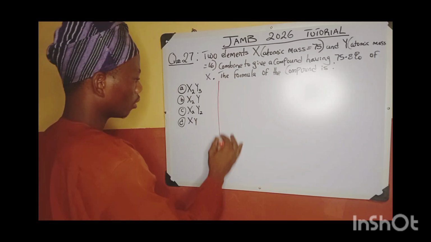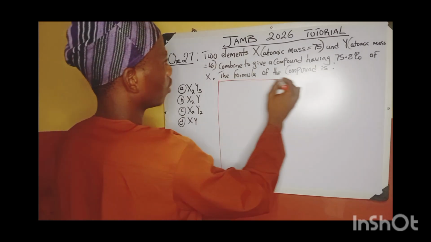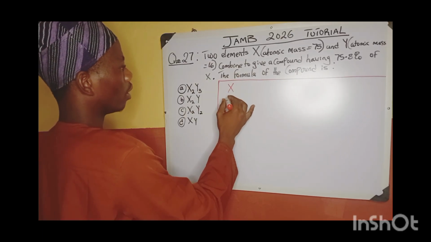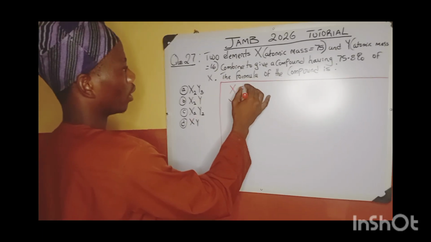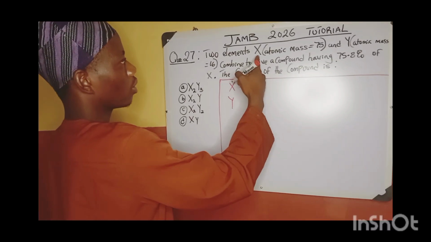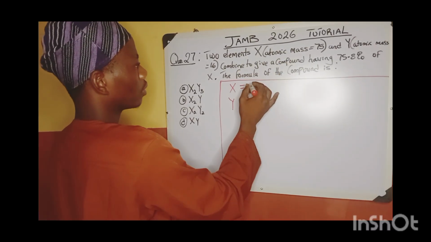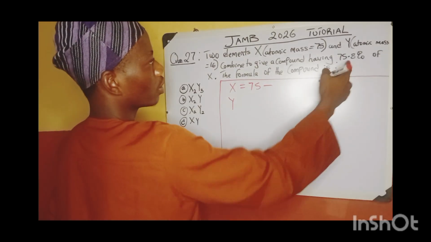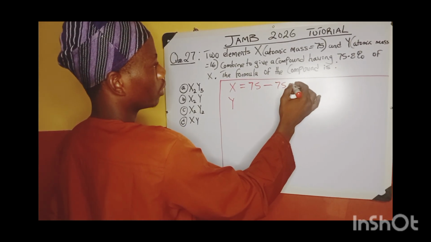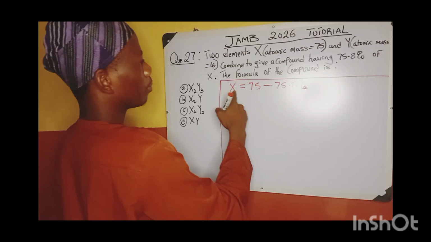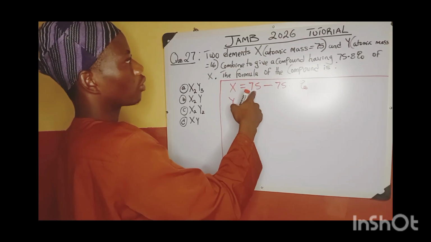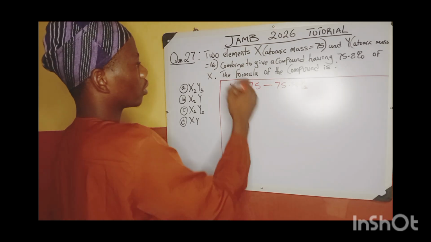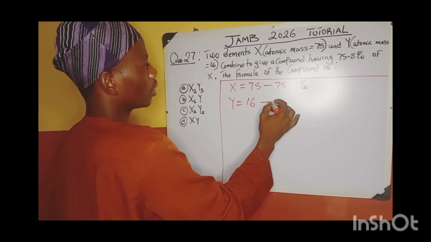First things first, we bring out our elements. We have element X and element Y. The atomic mass of element X is 75, having the percentage of what? 75.8%. That is the percentage of X, and this is the atomic mass of X. While Y has the atomic mass of what? 16, and the percentage of what?